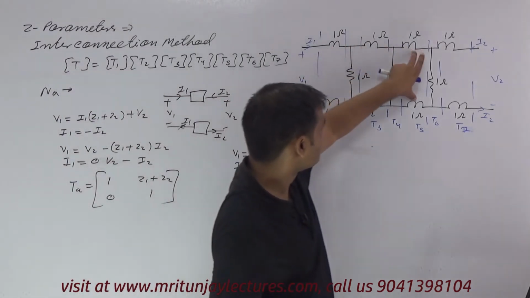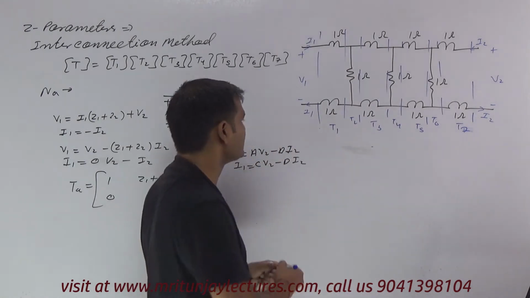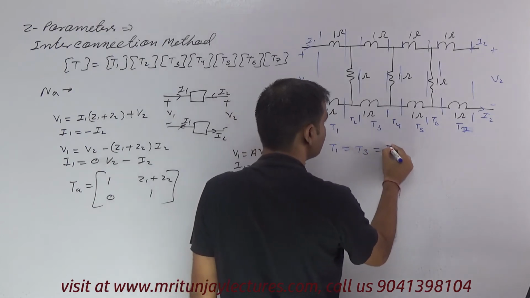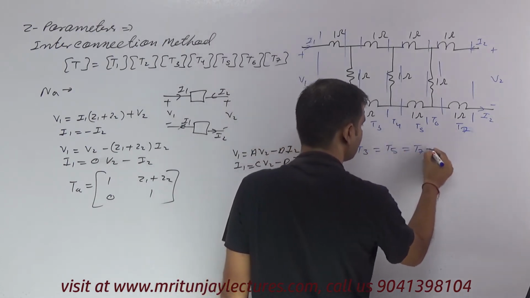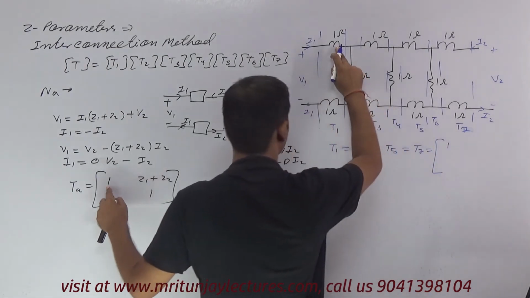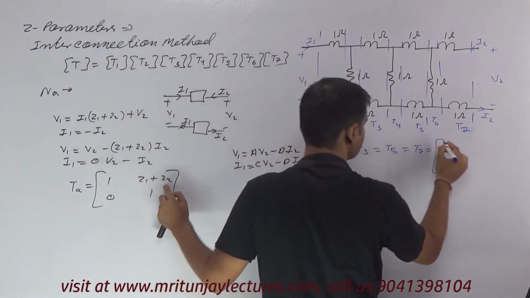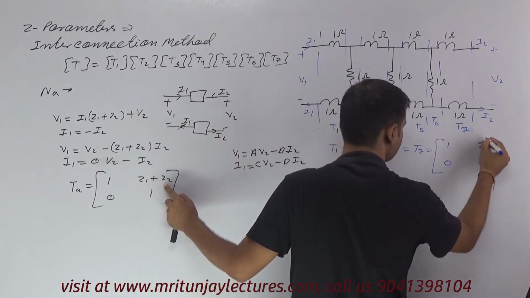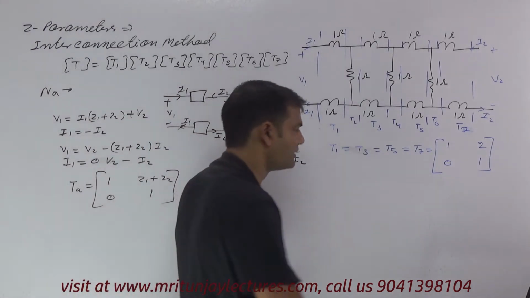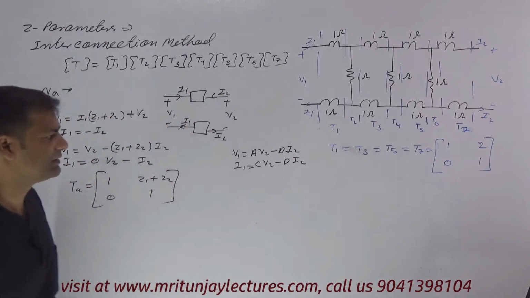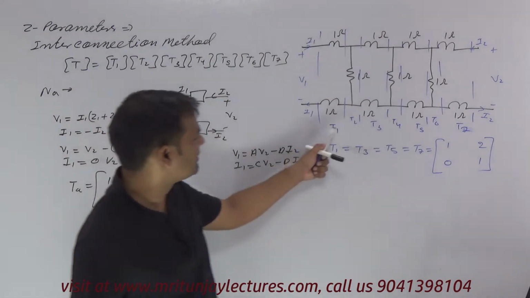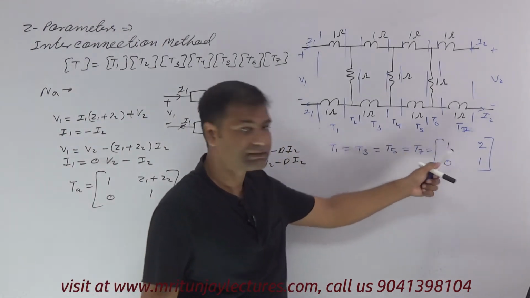This network and this network are the same, so you can say that T1 is equal to T3, is equal to T5, is equal to T7, and this is equal to 1, 1 and 1. Z1 is 1 and Z2 is 1, so 1 2 0 1. Very simple. Clear? So T1, T3, T5 and T7 are the same.